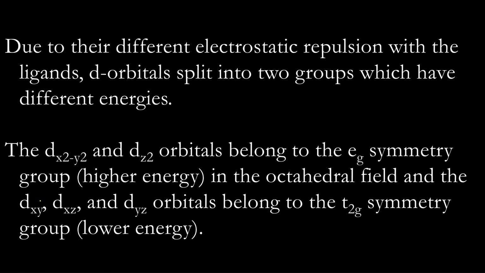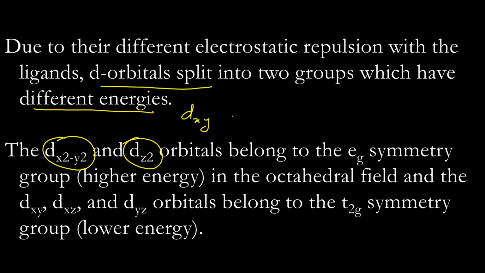Now, due to their different electrostatic repulsion with ligands, the d orbitals split into two groups which have different energy. The dx square minus y square and dz square orbitals belong to the Eg symmetry. Understand it? What I am saying? Do you remember? We have dxy, dyz, dzx, dx square minus y square, and dz square. 5 orbitals named like this.